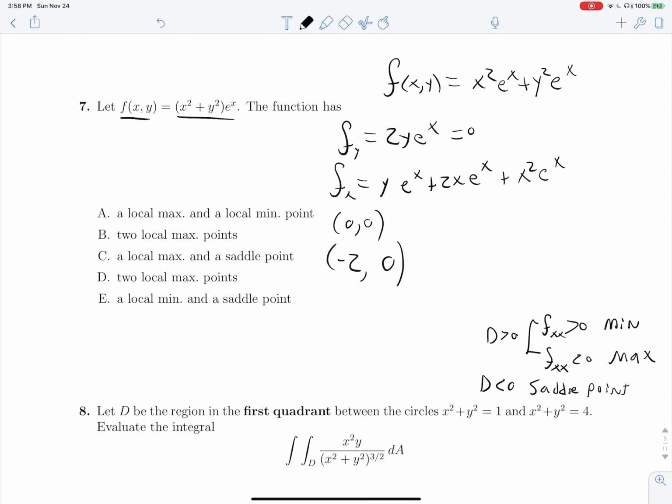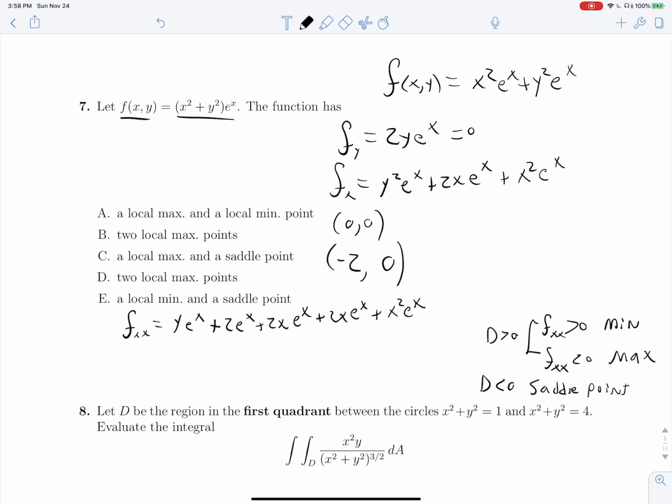So it looks like these should be our 2 points. So now let's find our second order partial derivatives, and we can solve. So fxx is going to be y e to the x plus 2e to the x plus 2x e to the x plus 2x e to the x plus x squared e to the x.